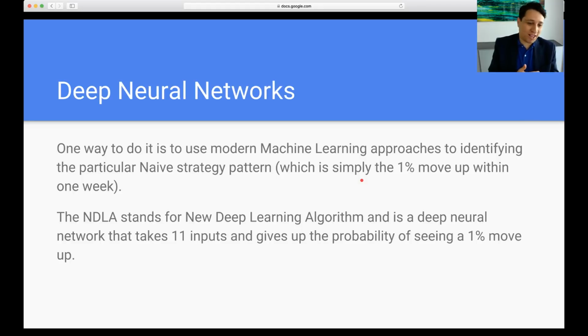And so we have the NDLA. The NDLA is born, and it stands for the New Deep Learning Algorithm. That's the explanation for the name. There is nothing fancy behind it. I'm just kind of short of imagination when it comes to names. It's a new deep learning algorithm, and it takes 11 inputs, available to most of you, and it gives us the probability of seeing a 1% or more move up in the market after 7 days.